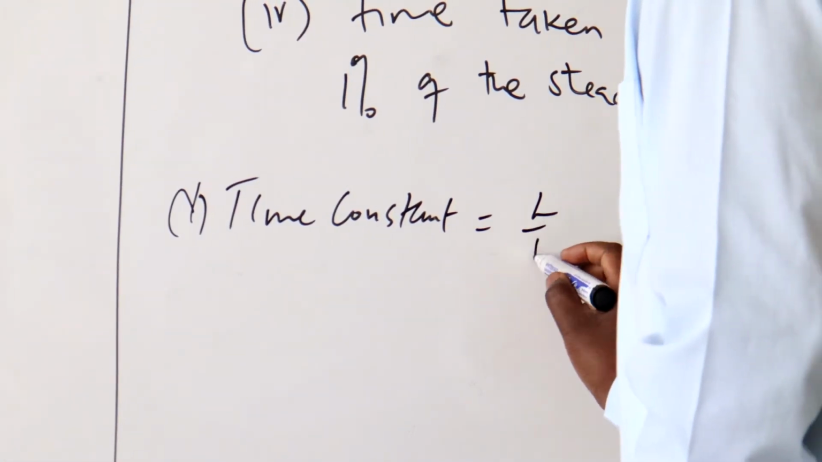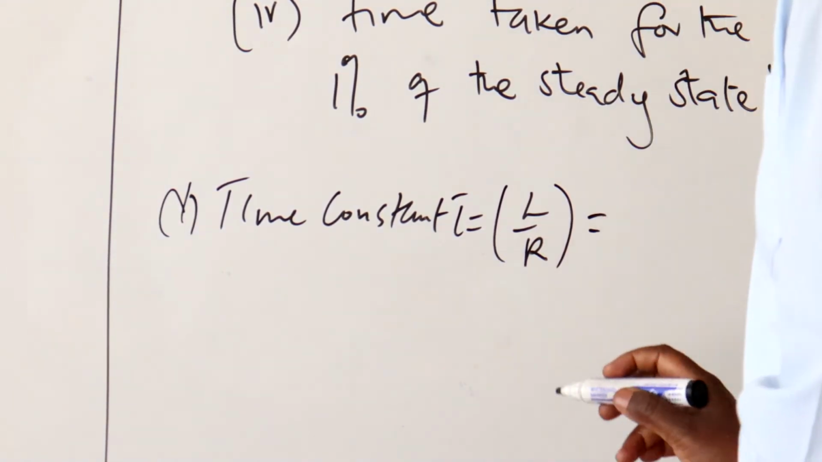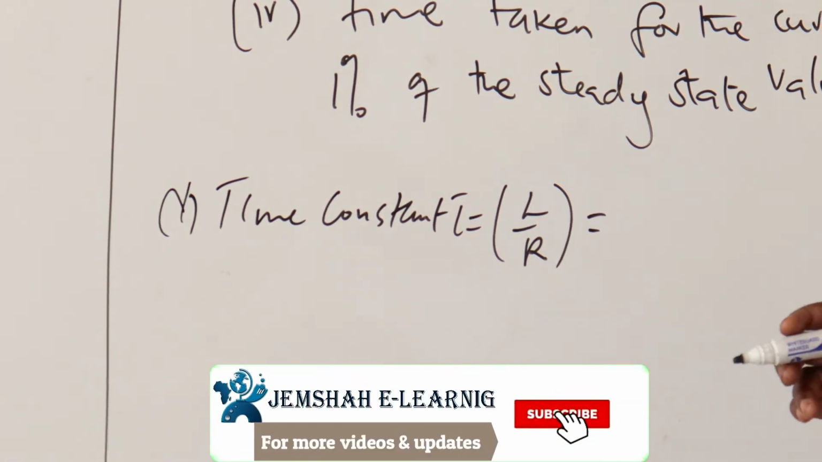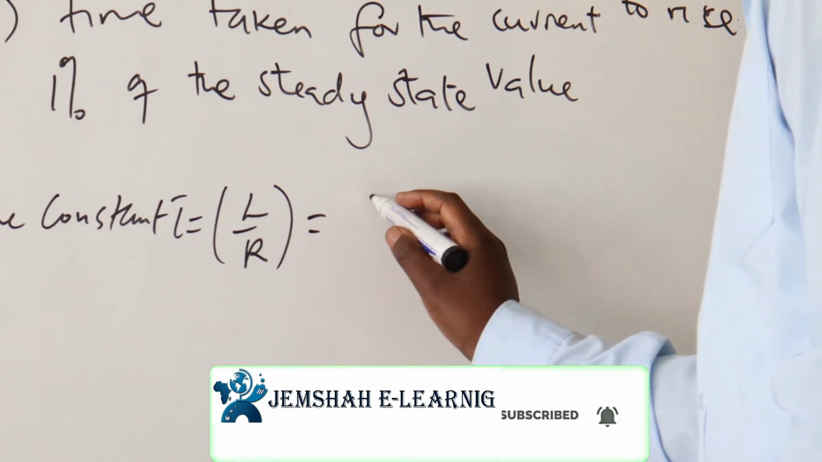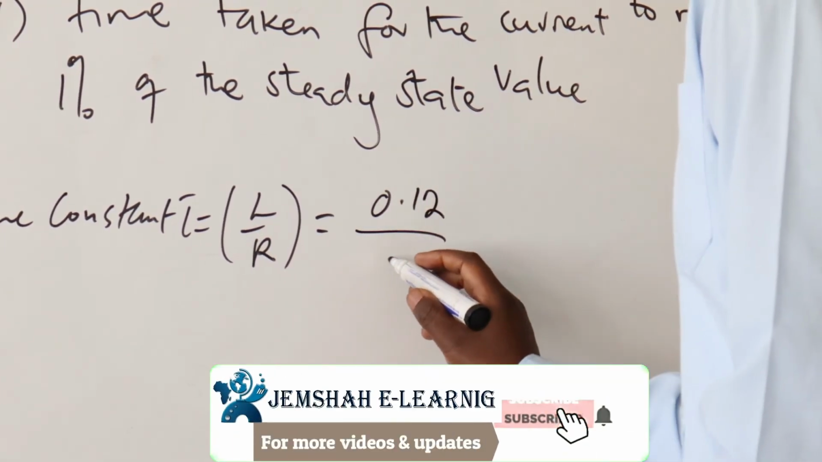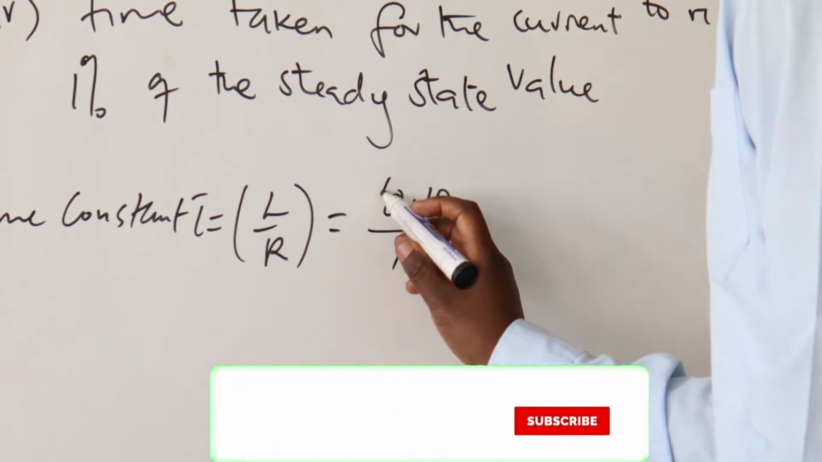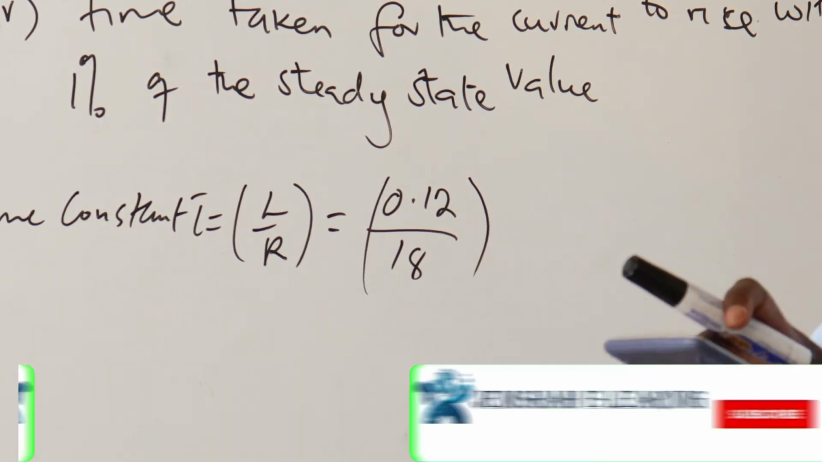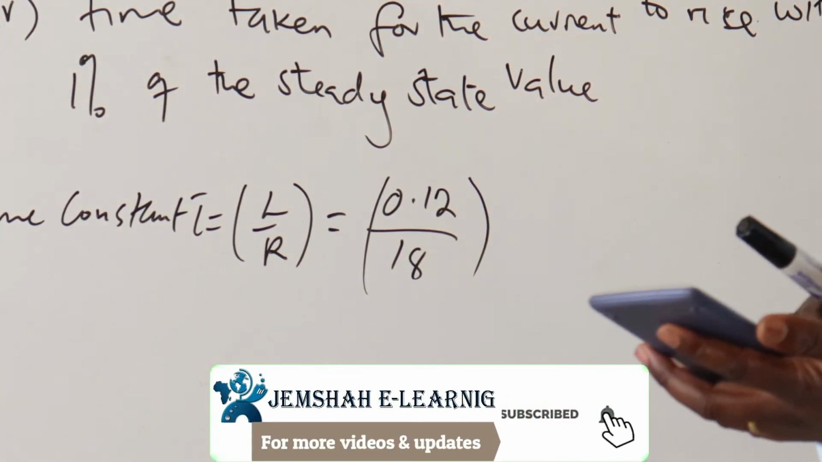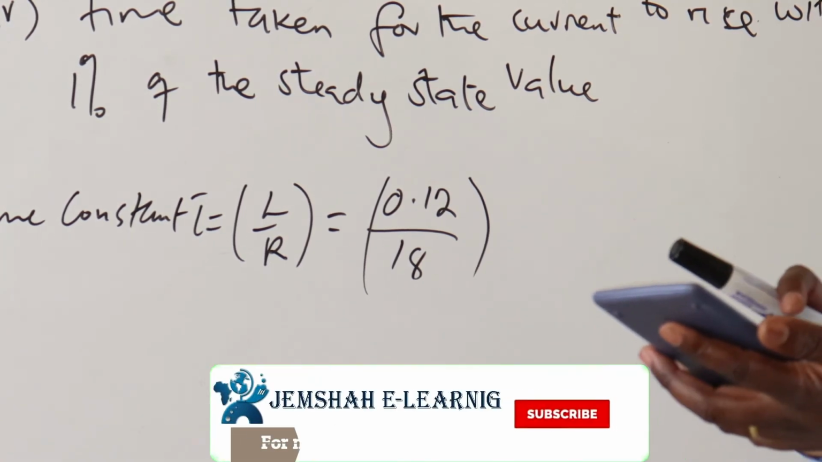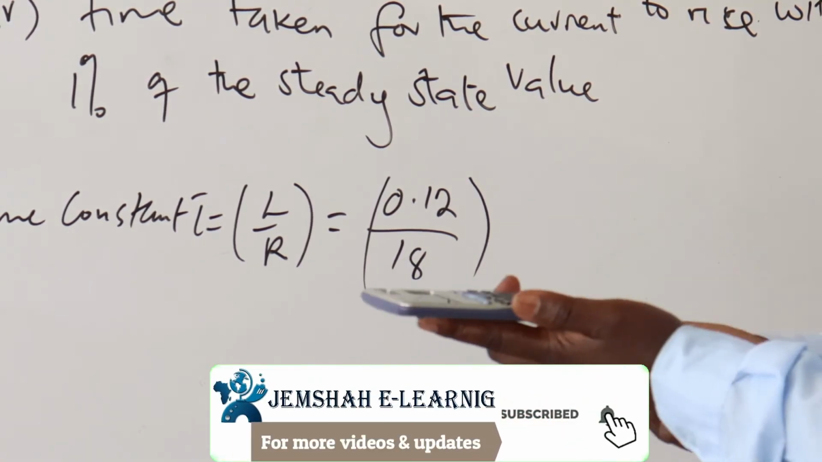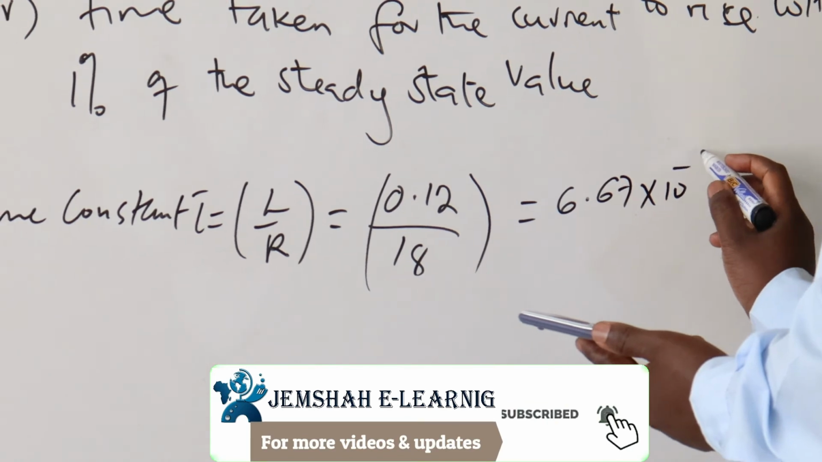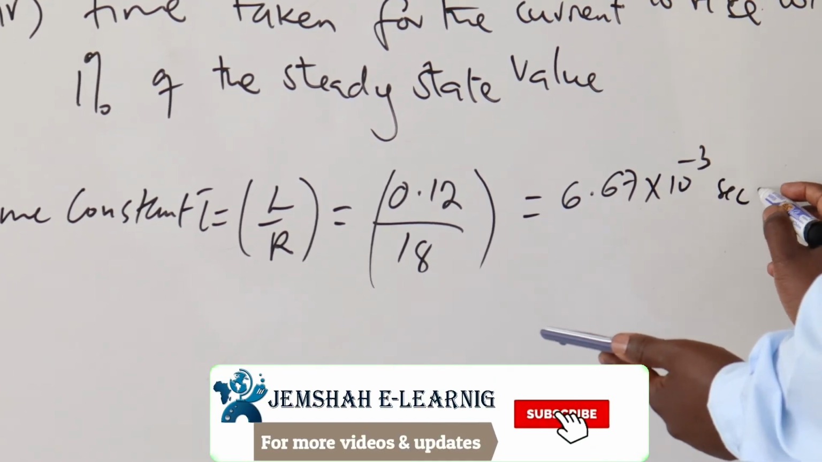The time constant is supposed to be L over R. We have the L, the inductance, which is 0.12, and R is supposed to be 18. So we shall have this as 6.67 times 10⁻³ seconds.